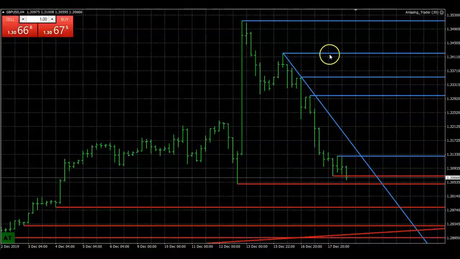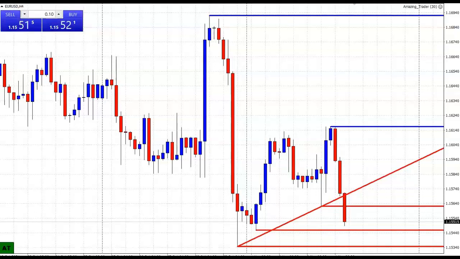Similar to what you saw on the up ladder, these blue lines will act as resistance levels. On the up ladder, the red lines acted as support as long as the ladder pattern stayed in force. So let's take a look at a ladder pattern that has unfolded in real time.